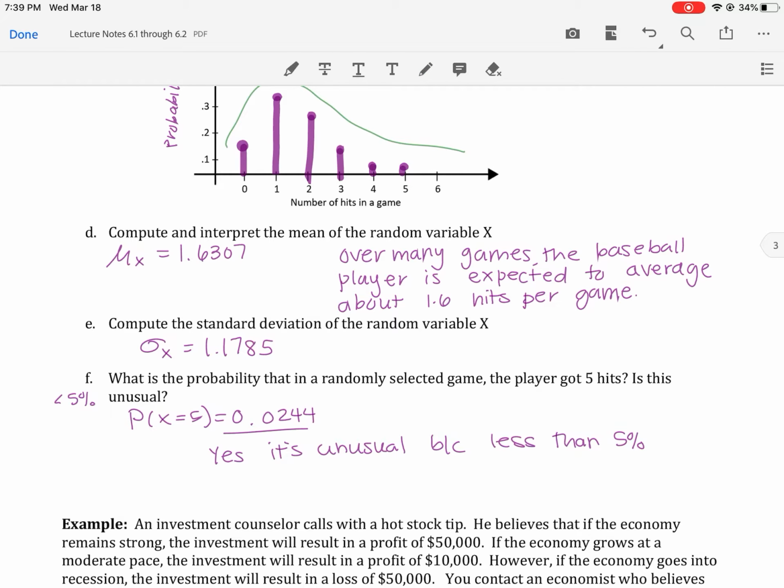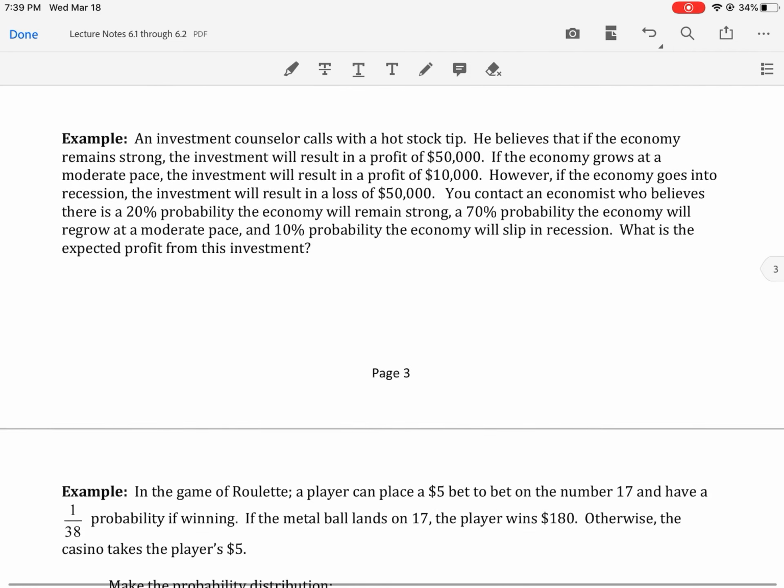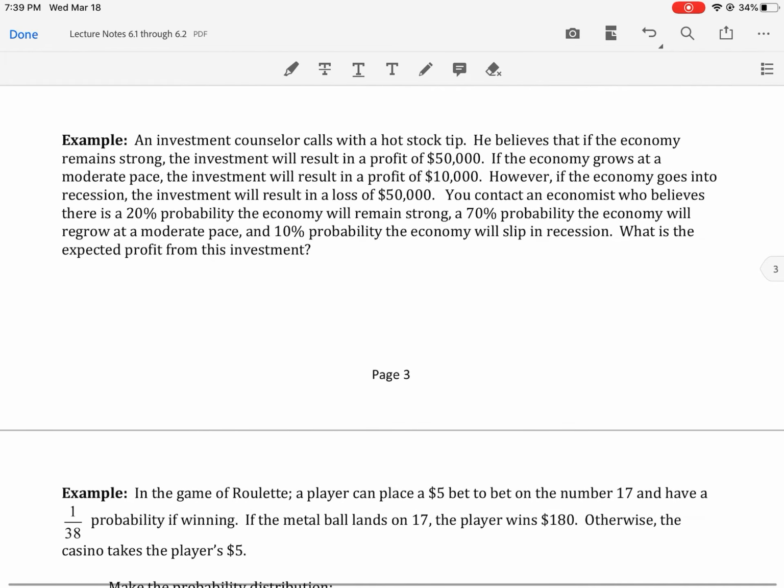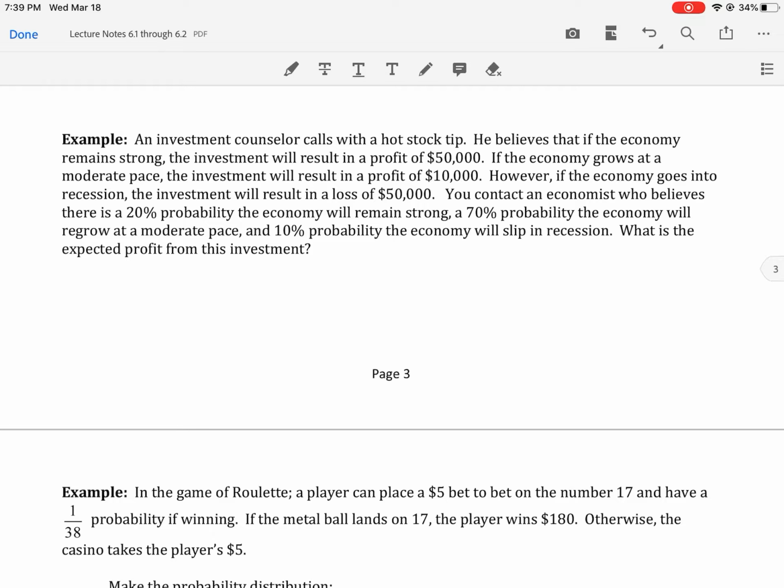Okay. Let's look at 2 more examples here. Okay, an investment counselor calls with a hot stock tip and believes the economy remains strong, as if that's happening now. Unfortunately not. The investment will result in a profit of $50,000. Okay?